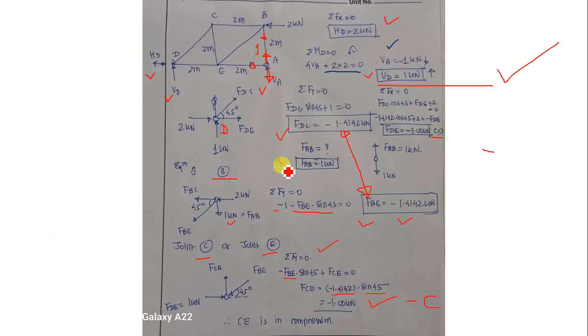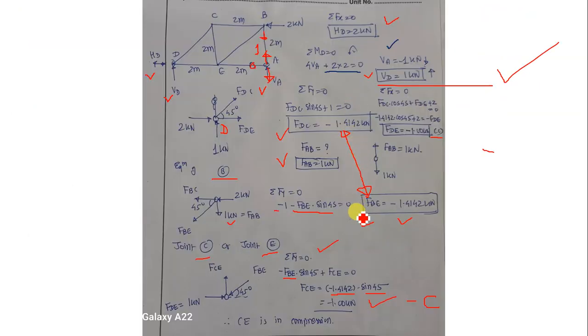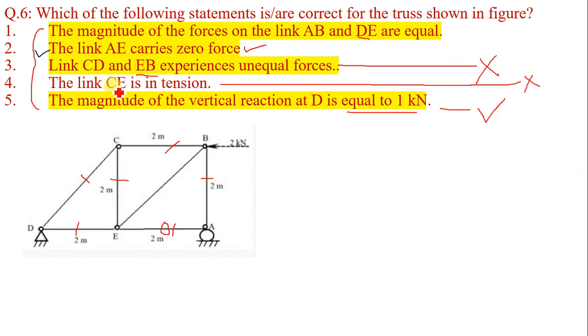Force in AB is 1 kilonewton, and that in DE, we have to check DE. What is the force in DE? So let us check force in DE. We have calculated it. Force in DE is equal to 1 kilonewton. Force in AB is 1. Force in DE is 1. Nothing is mentioned about the sense of the forces, only magnitude is mentioned. So force in link AB and DE both are same, and therefore this is also a correct statement.